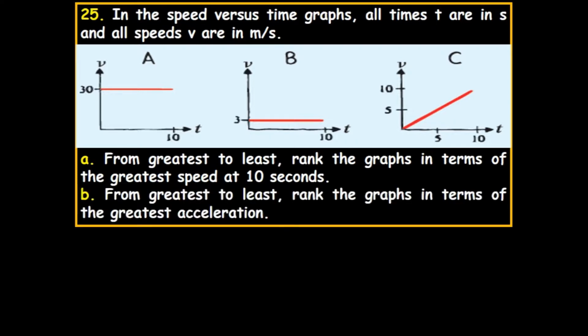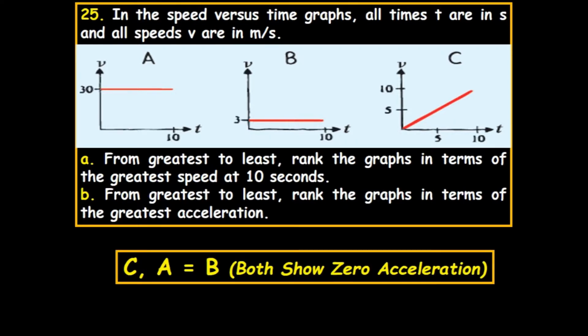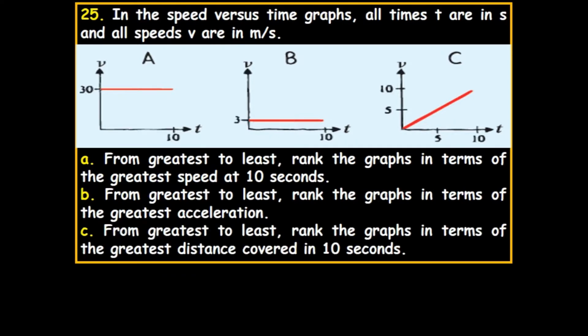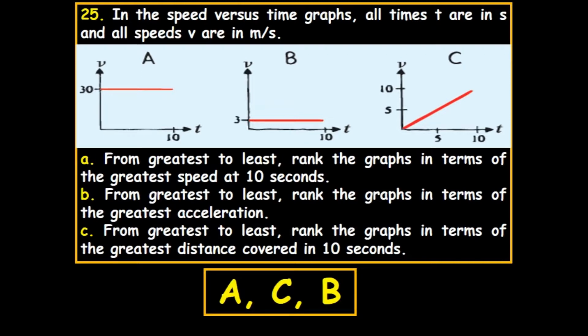Now from greatest to least, rank the graphs in terms of the greatest acceleration. Well, there's really only one that's accelerating, and that is C. A and B are both 0. A and B are equal. They are both 0.